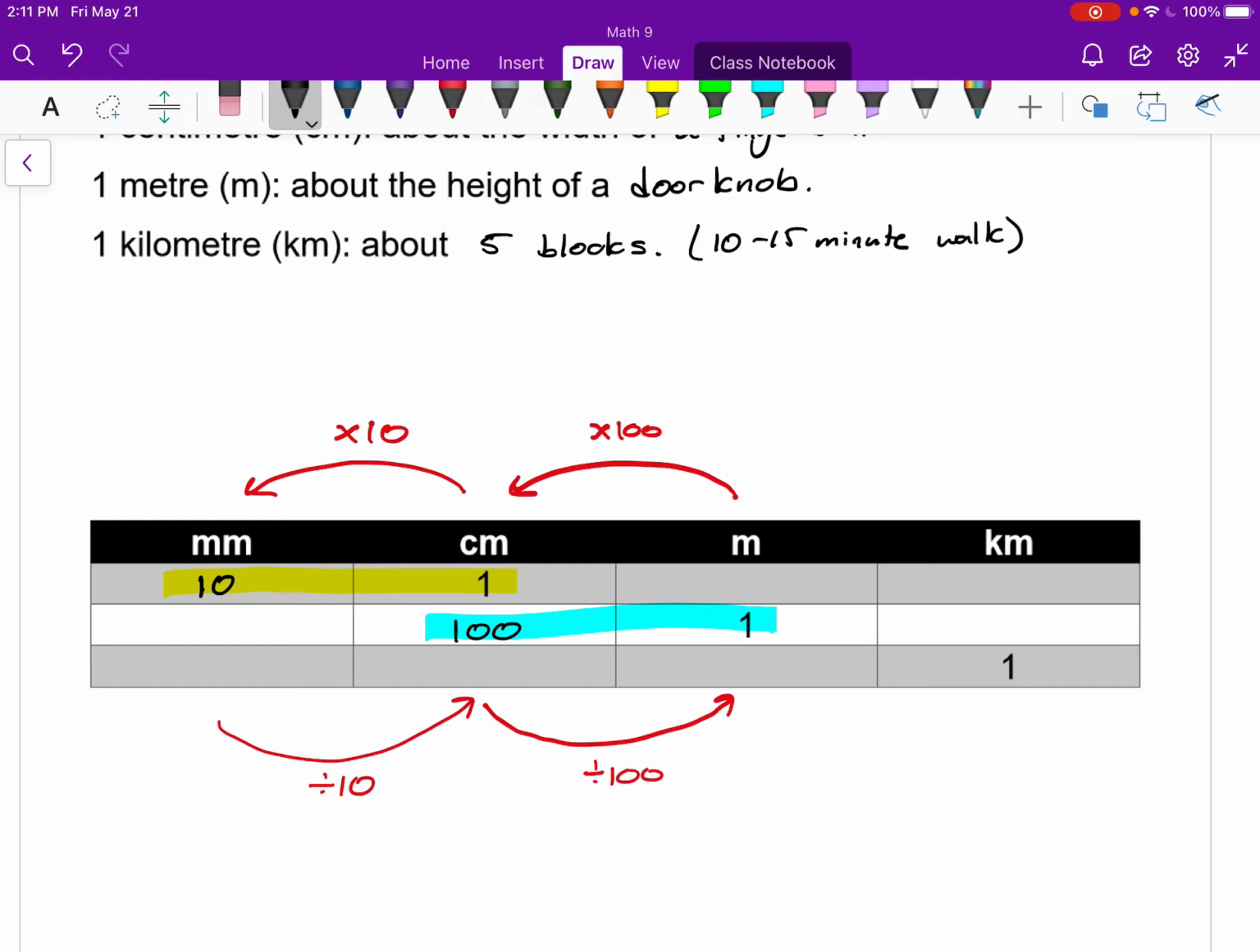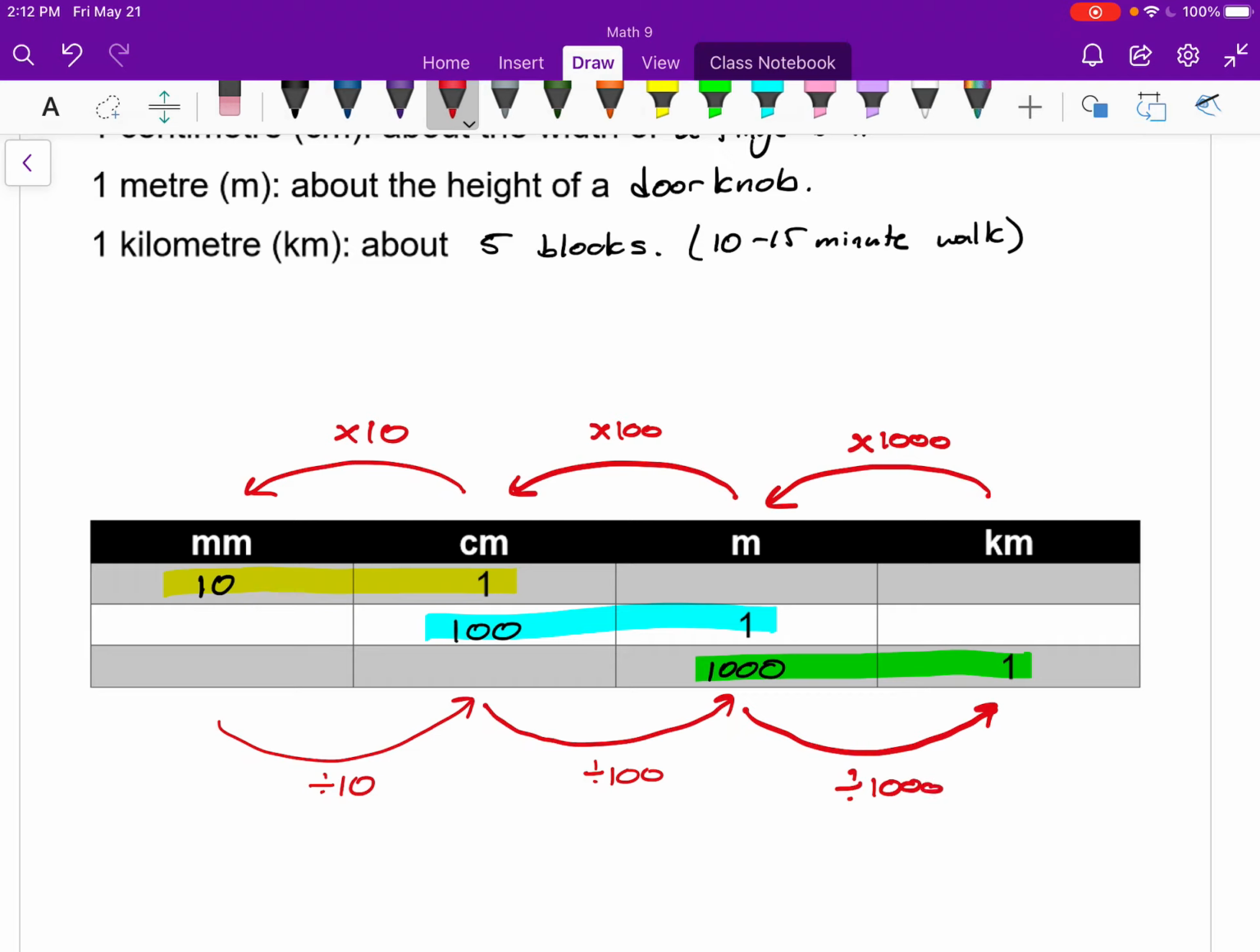And lastly, I want to look at kilometers. 1 kilometer is the same as 1,000 meters. And so similarly, anytime I want to go from kilometers to meters, I just have to times by 1,000. Anytime I want to go from meters to kilometers, I want to divide by 1,000. So while what I've highlighted are the most important conversions and most important connections that hopefully look familiar, I can use this to fill in the rest of the blanks.